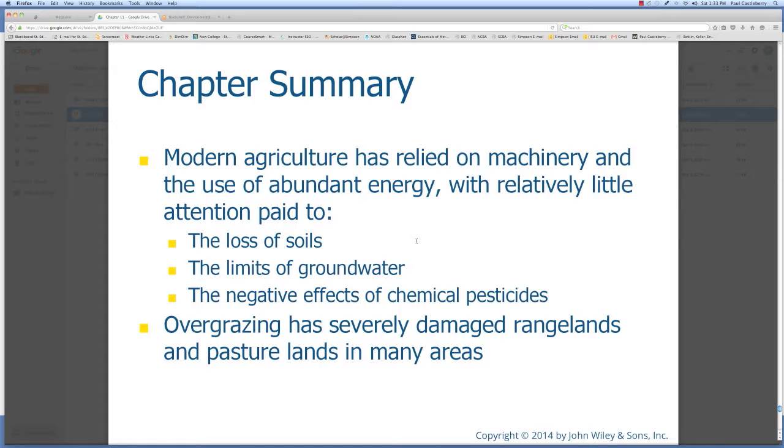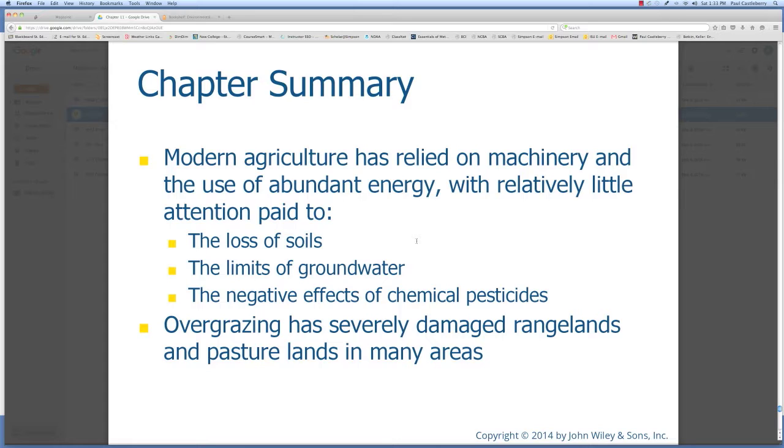In the past, we have ignored the loss of soils. You saw what happened in the Dust Bowl era of the 1930s. It took 15, 20 years to recover from that. We have limits to groundwater. We haven't even talked about water yet. Later on in this semester, we're going to talk about water. But there's a huge aquifer that runs across Nebraska and down into Texas that's actually being depleted. And once that underground water reservoir is gone, it's gone, at least for many, many years.